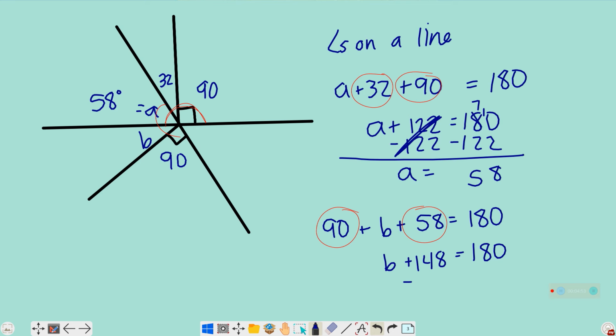We want to remove the 148. So to get rid of the 148, take the addition and do the opposite, which is subtraction. And whatever you do to one side, you have to do to the other. So B equals, borrow, subtract. B equals 32 degrees.